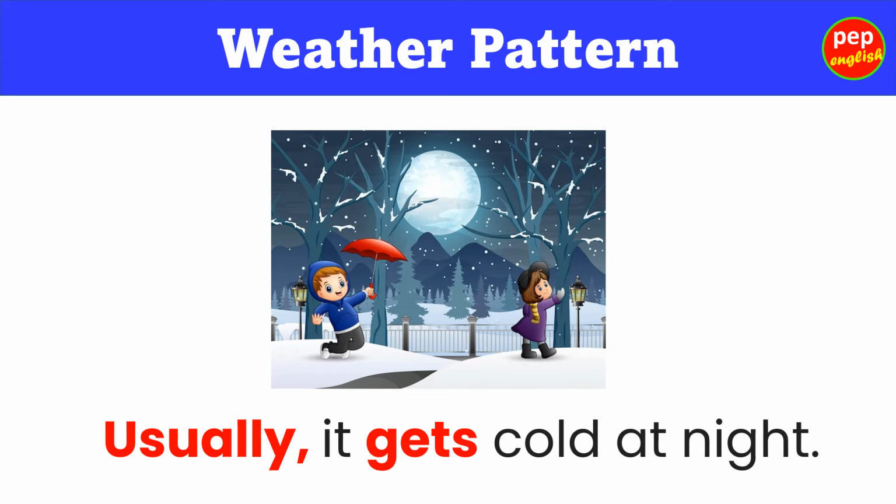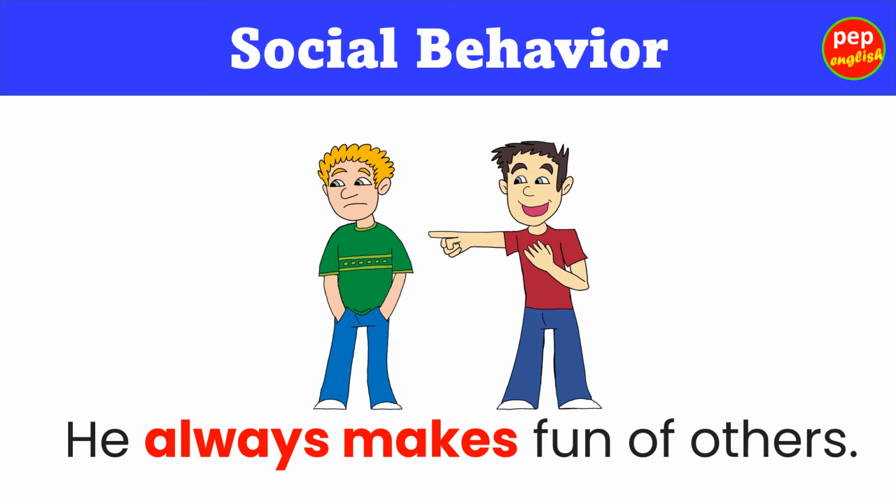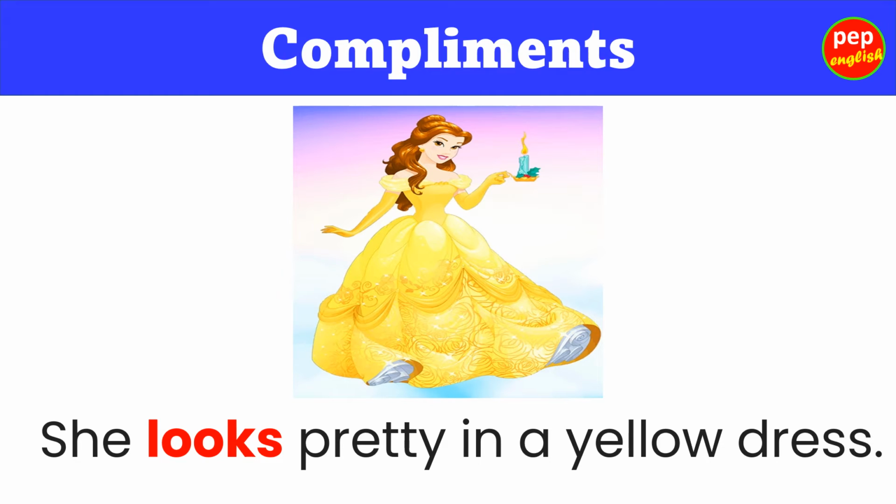Weather pattern. Usually, it gets cold at night. Social behavior. He always makes fun of others. Compliments. She looks pretty in a yellow dress.